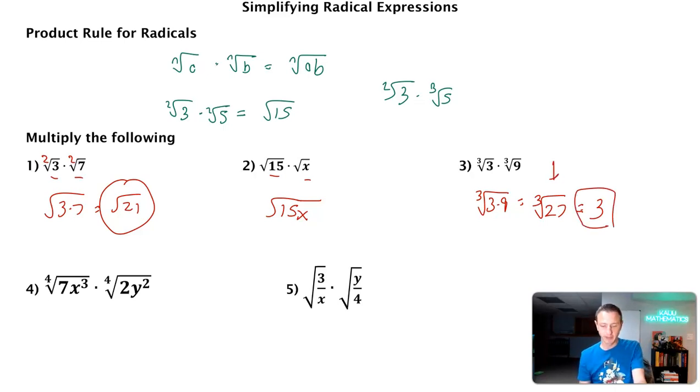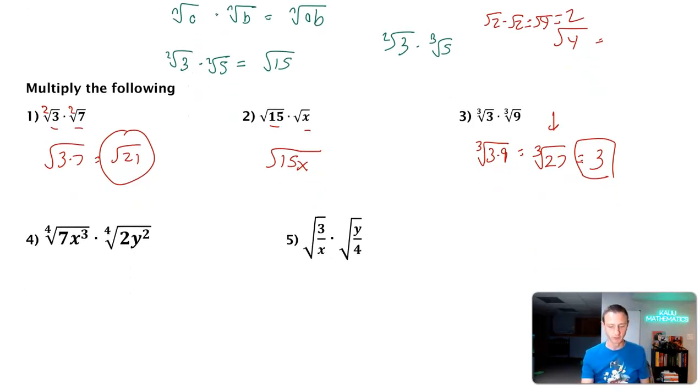I don't want to leave it like that. Just like if I got the square root of 4 as my answer, like if I did the square root of 2 times the square root of 2, that is the square root of 4, which is 2. So I have to rewrite that as just 2. So in number 3, my answer is just 3, because I took the cube root of 27, which is 3.